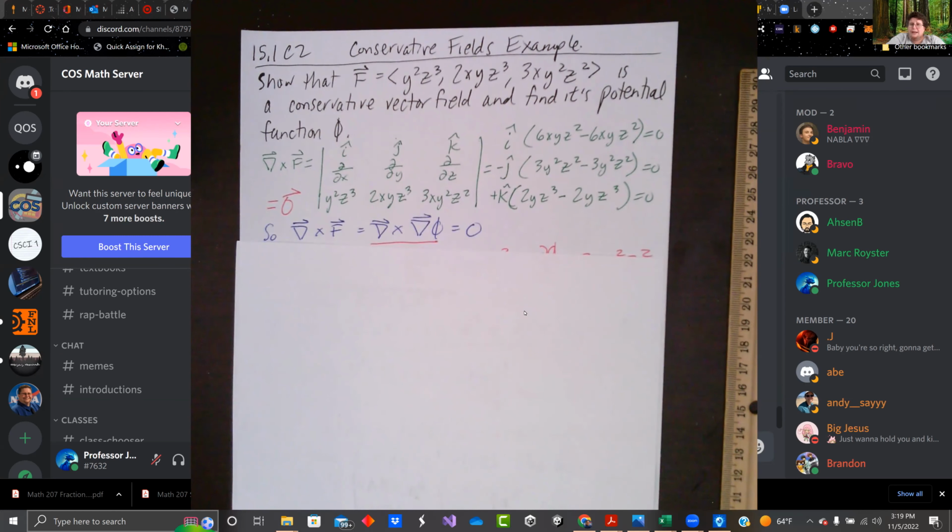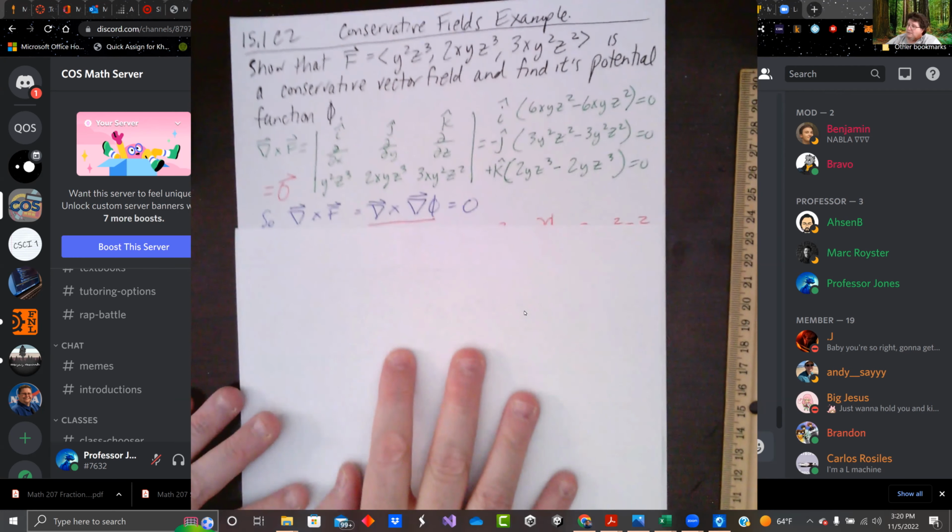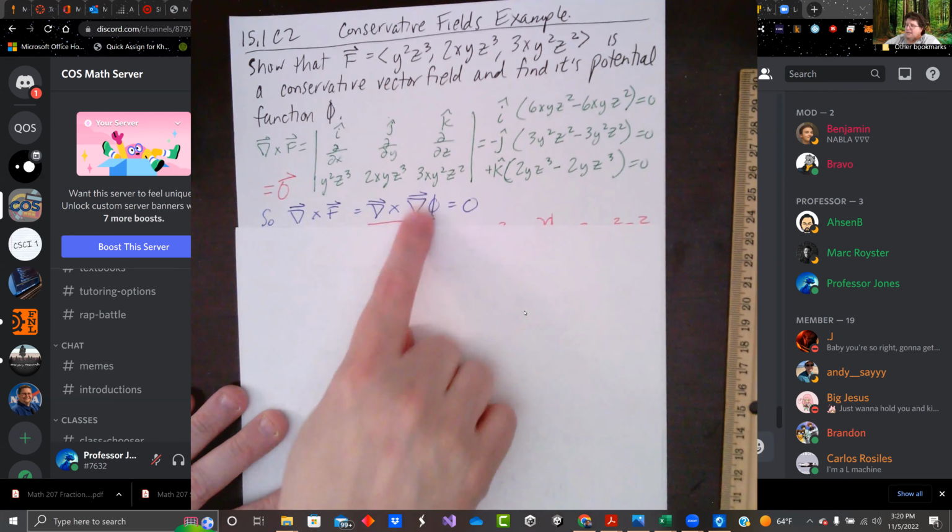You can see if you work it out, you're going to get 0, 0, and 0 for the i, j, and k components. So the curl of F, which is the curl of the gradient of phi, equals 0. So we want to find phi. We're going to go off the gradient of phi. What is the gradient of phi?